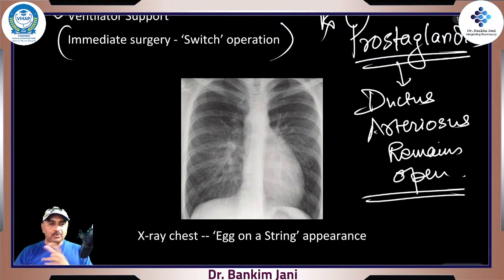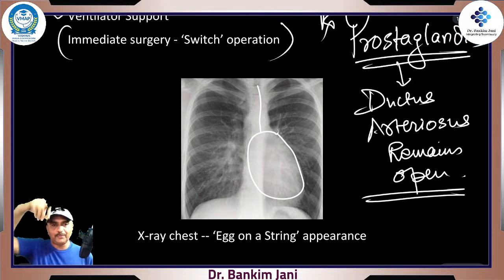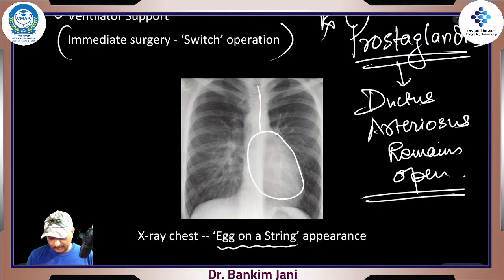Now, how does the patient look when you take the chest X-ray? Think of it like an egg. It is called an egg on a string, as if the egg is hanging on a string. This is the type of chest X-ray representation. It is for radiology, no one would ask you this, but it is good to know. Egg on a string appearance.